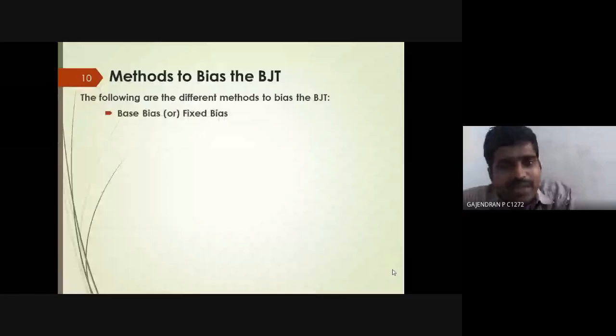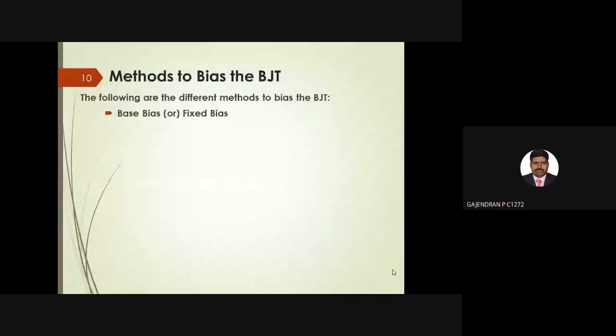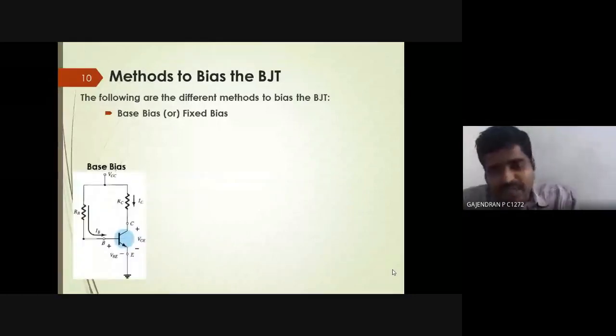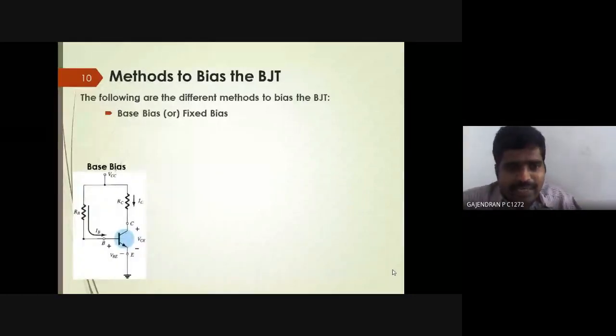The first one, base bias or fixed bias. Second one, the circuit diagram. Can anyone tell me why it is called a base bias? Any clue?